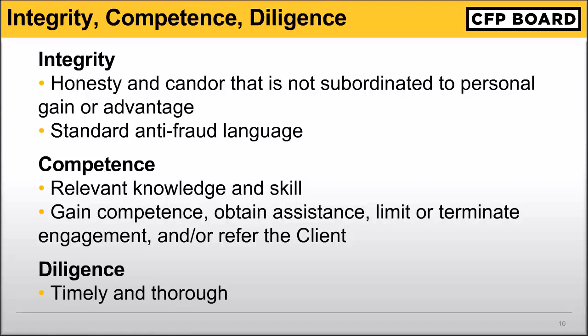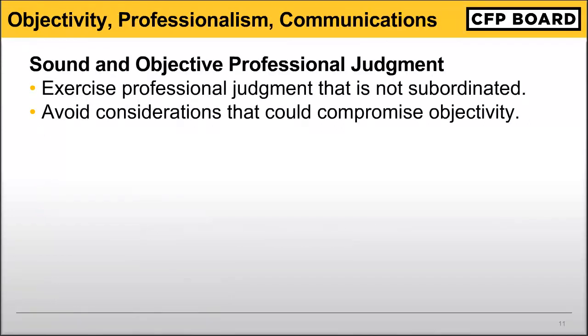So we also have standards for objectivity, professionalism, and communications. So this is sound and objective professional judgment, which means that when you're exercising professional judgment, a CFP professional must act objectively to serve the interest of the clients rather than themselves, their firms, or anyone else. This is also the standard that talks about solicitation or acceptance of gifts. And the standard says you can't do that if it could reasonably be expected to compromise a CFP professional's objectivity.